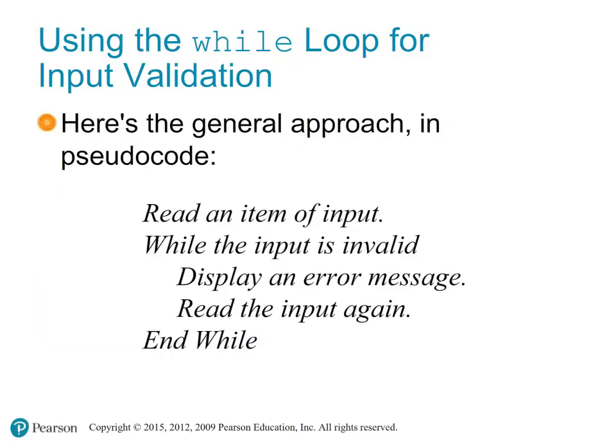The first step is to read an item of input from the user or another source. A while loop is used to check if the input is invalid or not. If the input is invalid, an error message is displayed to inform the user. The program then prompts the user to enter the input again. The loop will continue to execute until valid input is received. So this approach ensures the program will not proceed until valid input is obtained.